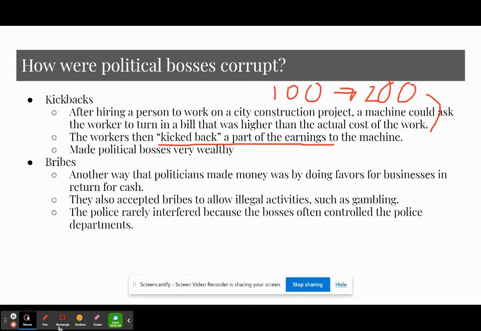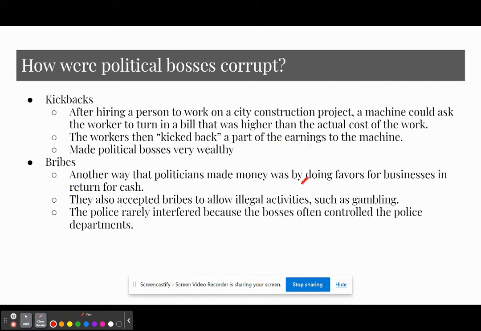All right. So that was another way in which they benefited. Also through bribes. Another way that they did this was by doing favors for businesses in return for cash. They would accept bribes to allow illegal activities such as gambling. And then also, the police would rarely interfere with these illegal activities because the bosses often controlled the police. So they would take bribes for favors, or they would say, "Well, look the other way. You can gamble, you can be illegal, but we'll just say we don't see it."